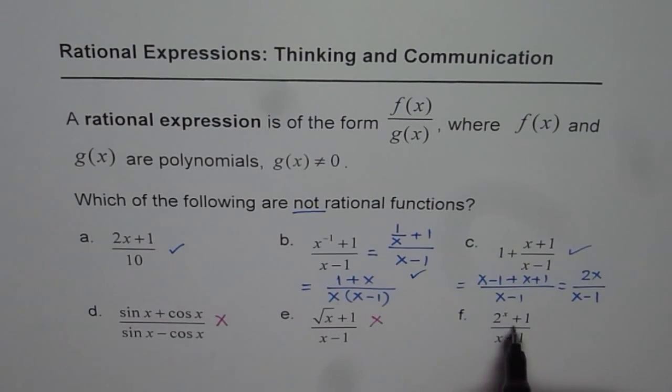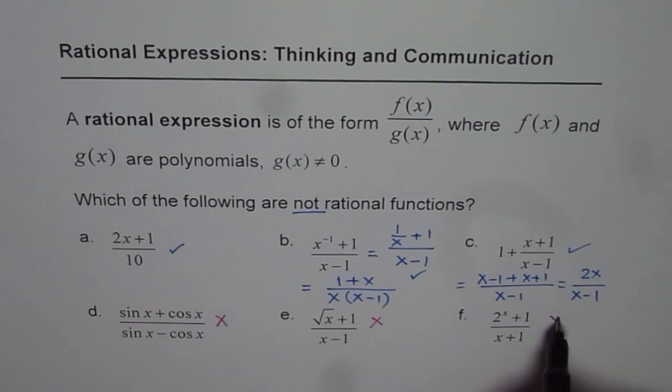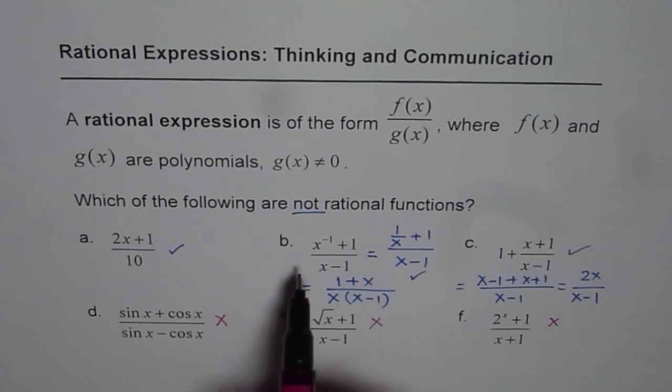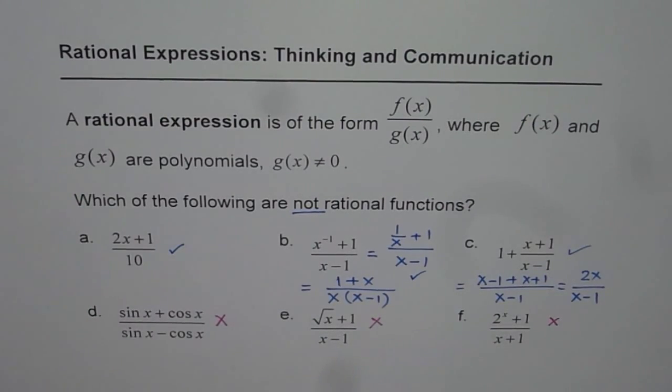2 to the power of x plus 1 divided by x plus 1. 2 to the power of x plus 1 is not a polynomial. That's an exponential function. In polynomials, the degree should be a natural number, right? x is not allowed. So this is also not a rational expression. So D, E, and F are not rational expressions. A, B, and C are rational expressions.